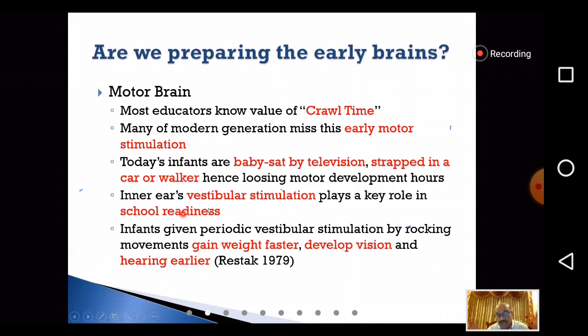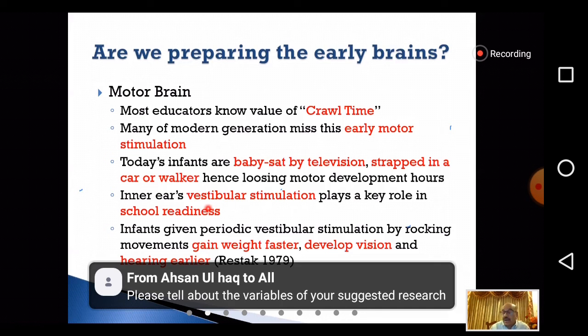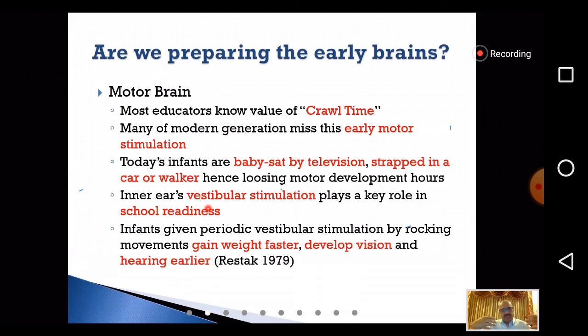I spent a lot of time on this yesterday. I'm not going to go over that. Okay, those kids who are given vestibular stimulation by rocking movement, like you put them in a swing and rock them, or put them on your lap and rock, the way you tap them gently. That is a rocking movement. All that, and these kids will be much smarter.